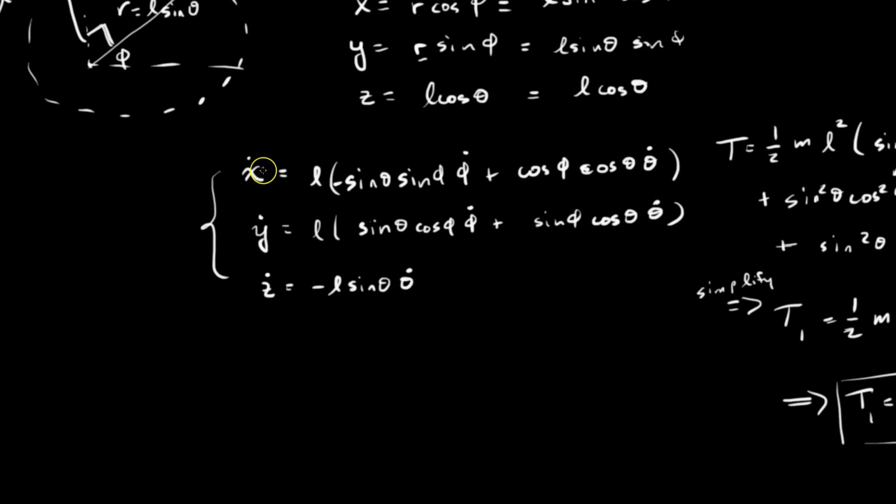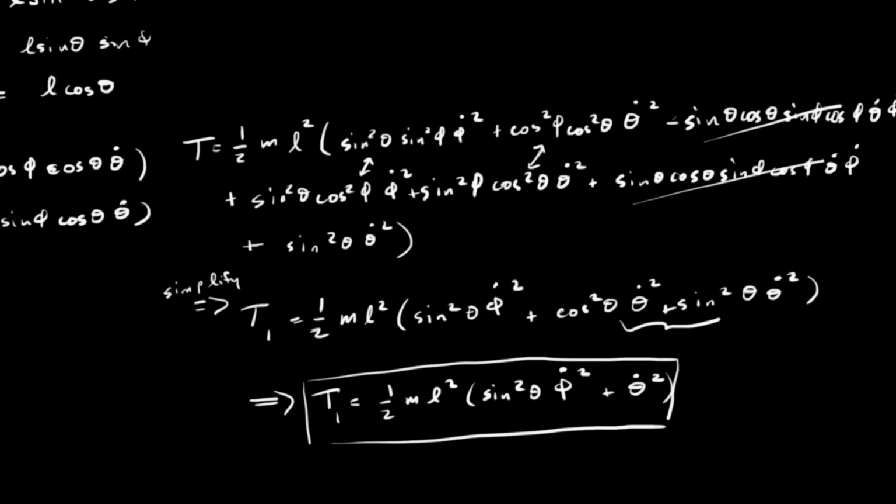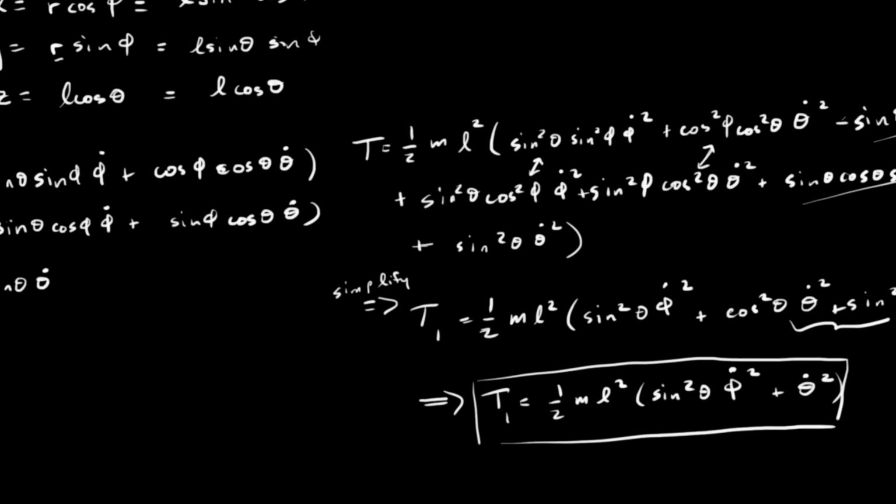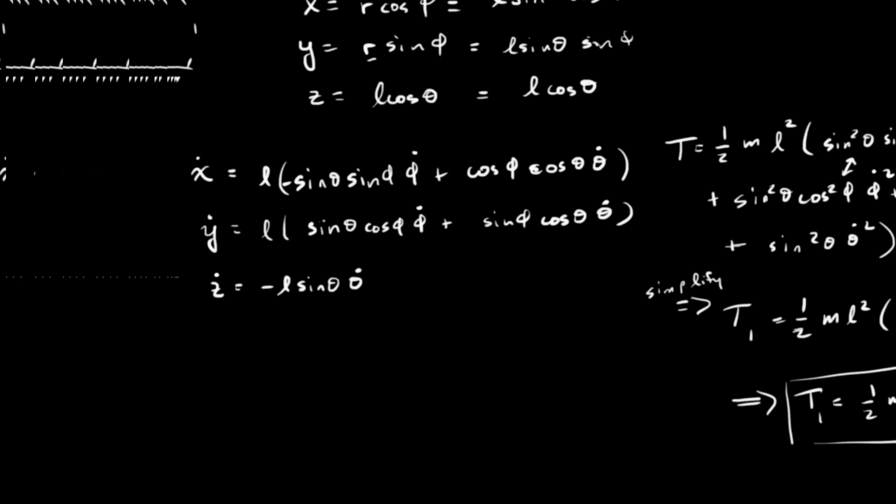Okay, so this is x dot, y dot, and z dot, and then I squared them to get these expressions, and then everything simplified in the end. We have a lot of Pythagorean theorem and whatnot, and this is the final expression: 1/2 m L squared sine squared theta, phi dot squared plus theta dot squared. It's just a lot of calculation, but it's very easy to do if you don't mess up.